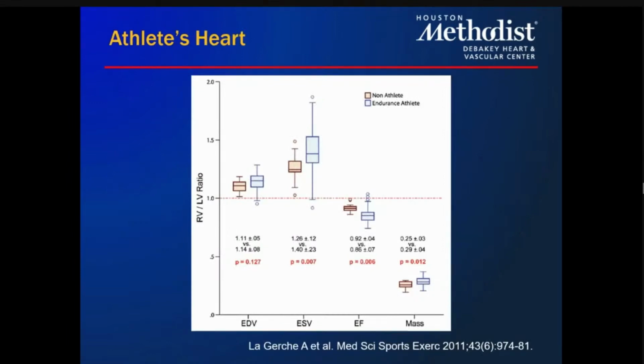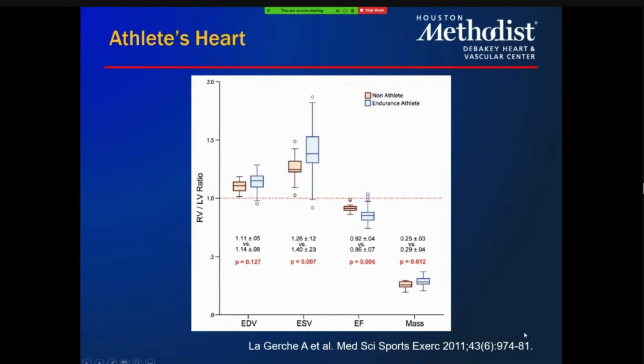And you're absolutely right. Shown here is some data by Lagersh et al., who did a comparison between non-athlete and endurance athletes' hearts, and sure enough, found an increased RV to LV ratio in these patients. For the EDV, not so much a difference. And systolic volume, there was a difference, so much so that the RV-LV ratio was more elevated than systolic. But the EF was actually kind of reversed ratio-wise. But the mass was relatively the same. This is comparing athletes versus non-athletes.